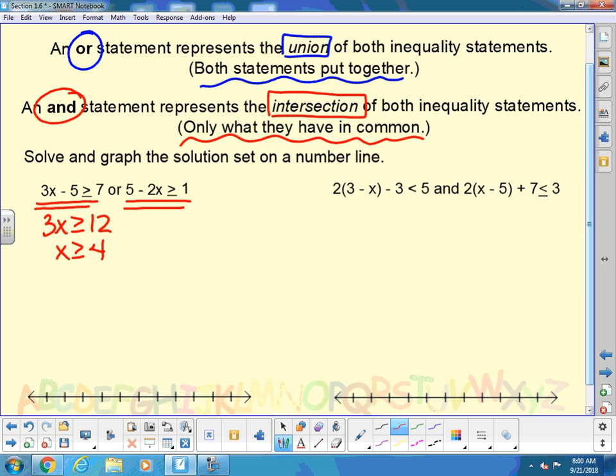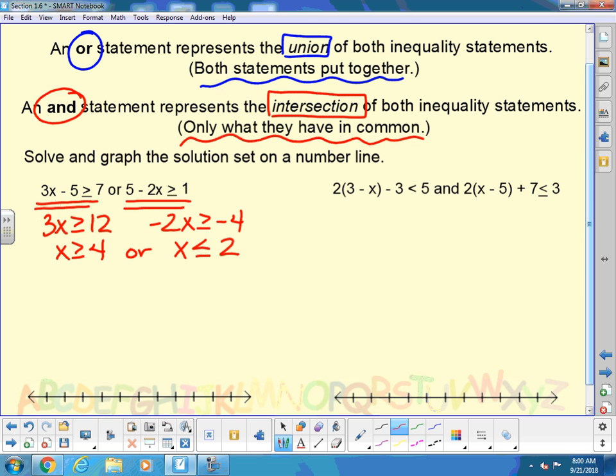Next, solving this guy. Subtract 5 on each side. So I'll have negative 2x greater than or equal to negative 4. And then divide both sides by negative 2. It's going to switch my inequality sign. X less than or equal to positive 2. And I'll just bring down my or statement. Or means if I have it shaded for either of those inequalities, it's a solution to the whole.